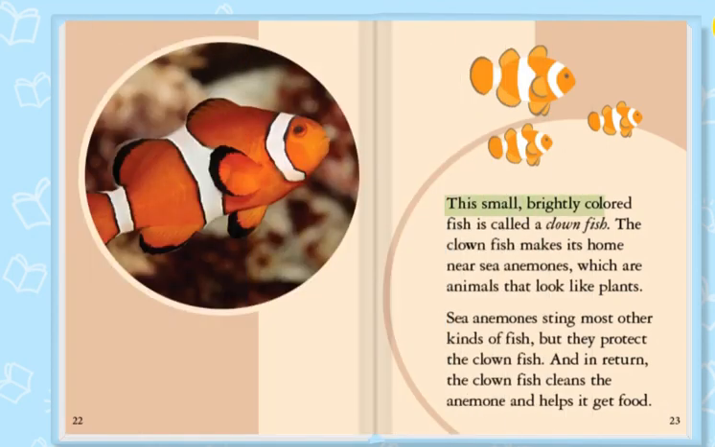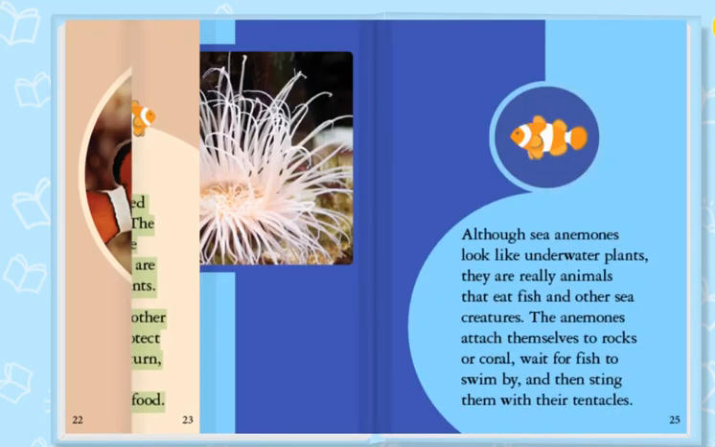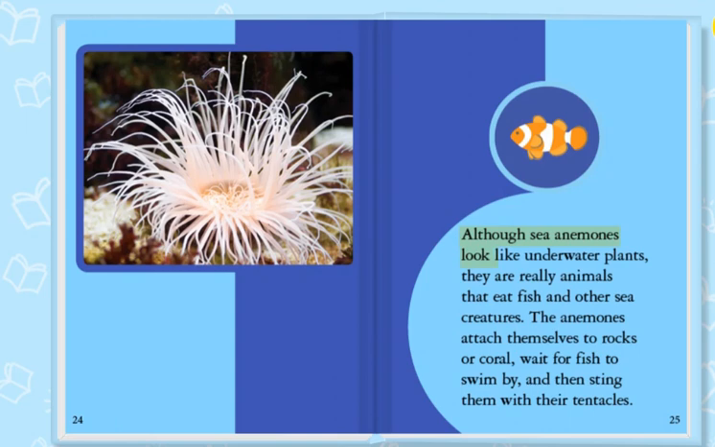This small, brightly colored fish is called a clownfish. The clownfish makes its home near sea anemones, which are animals that look like plants. Sea anemones sting most other kinds of fish, but they protect the clownfish. And in return, the clownfish cleans the anemone and helps it get food. Although sea anemones look like underwater plants, they are really animals that eat fish and other sea creatures. The anemones attach themselves to rocks or coral, wait for fish to swim by, and then sting them with their tentacles.